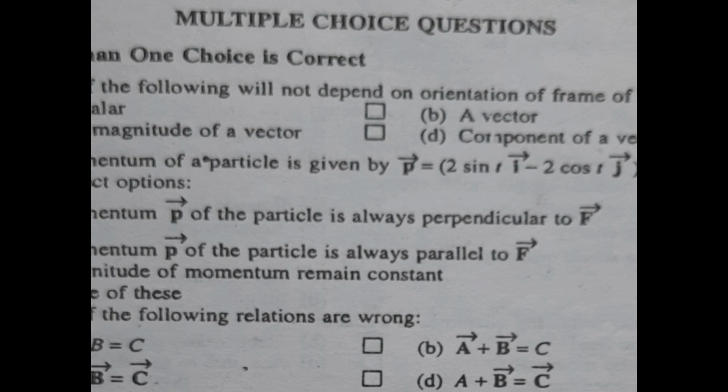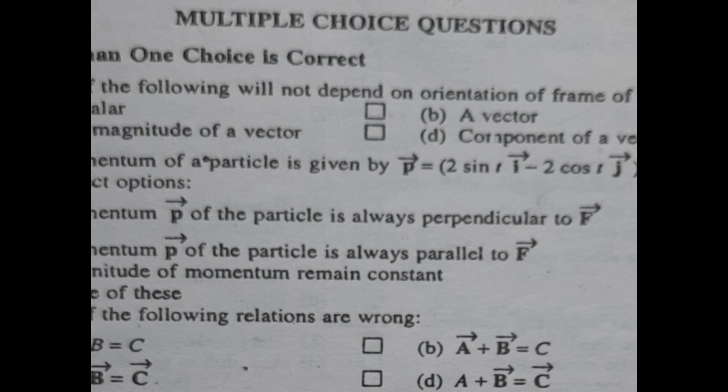Today we discuss some multiple choice questions. Type first, more than one choice is correct. Question number 1. Which of the following will not depend on orientation of frame of reference? A, a scalar, B, a vector, C, magnitude of a vector, and D, component of a vector.